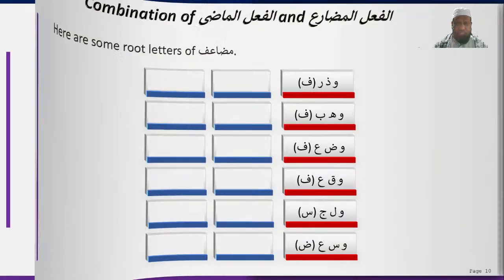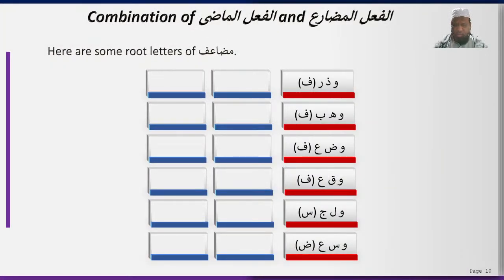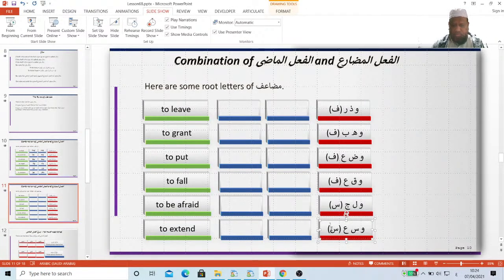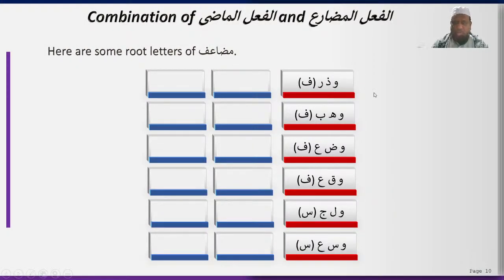Let's see some from Bab Fataha as well, and from Bab Sami'a as well. Before I go, I think this should be from Bab Sami'a as well. Waw dha ra. First we had waw za ra, where the aynul kalima is za. Now the aynul kalima is dhal. Okay? So waw za ra from Bab Daraba, Wazara yaziru, means to bear. But waw dhal ra, the aynul kalima is dhal.